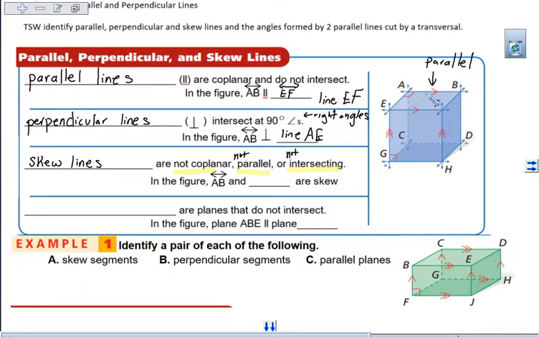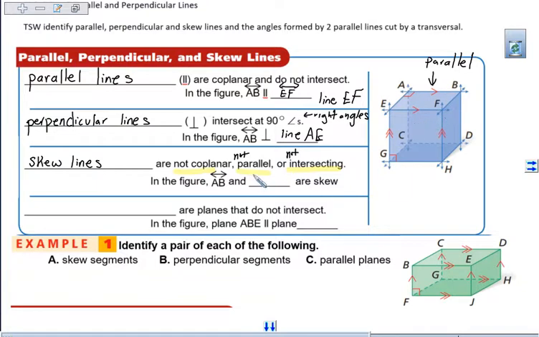So if we're looking at line AB, we could not say EF because it's parallel, or potentially CD or GH because we don't know for certain if they're parallel. And we can't say line BF or line AB because they're on the same plane with line AB. You also can't say line BD or line AC because they're on that back plane with line AB.